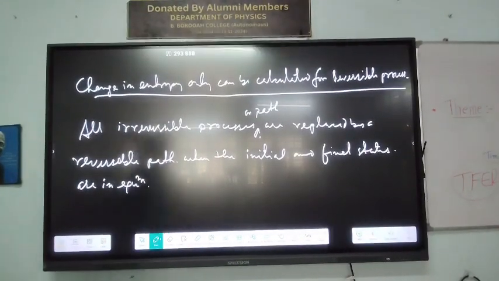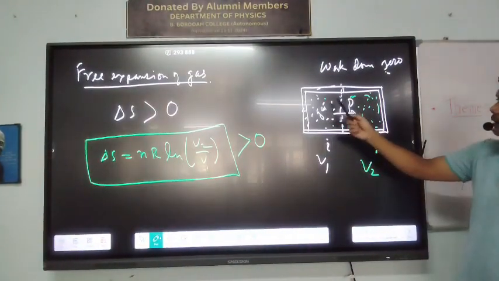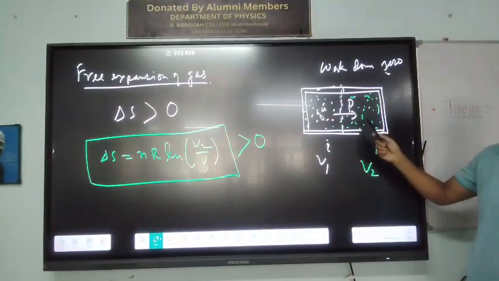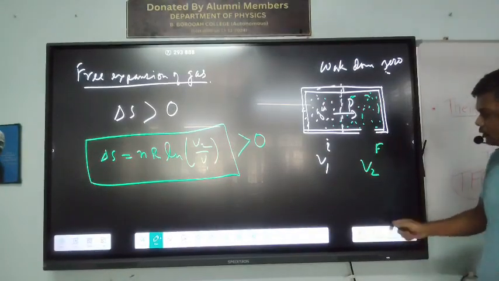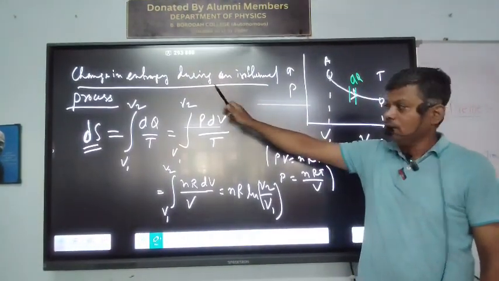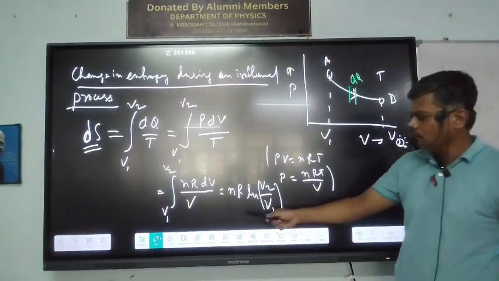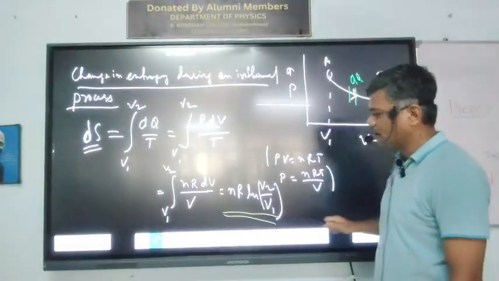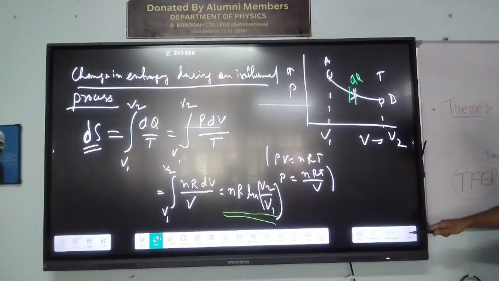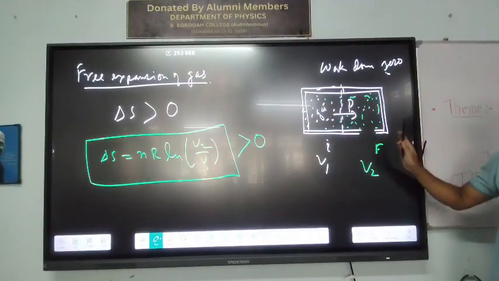For example, if you see, last class this is an irreversible process. And this is an isothermal process. It is a reversible process. So for the reversible process, we got the value to be like this. Same value I am taking here, but this is what? An irreversible process.